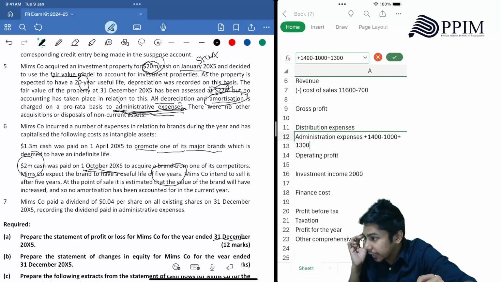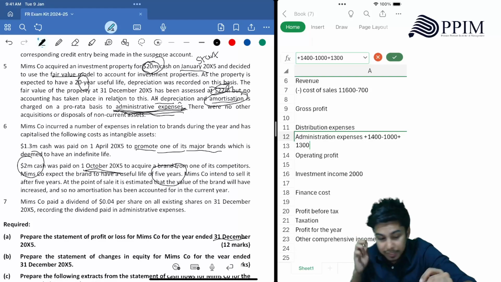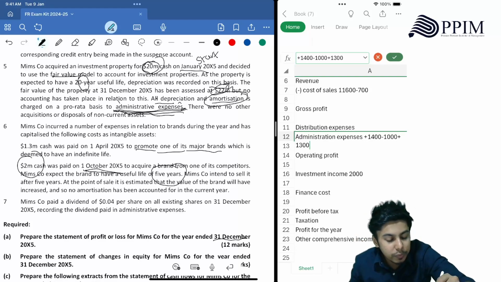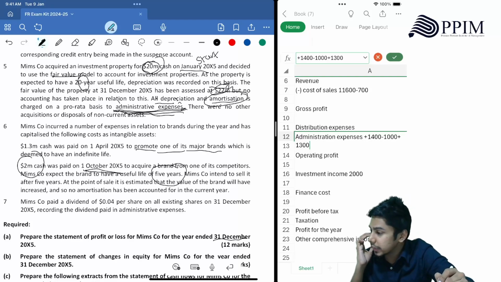Now this one. That is because they are telling us that anything related to intangible asset, depreciation and amortization is charged to administration expenses. That's why we are marking it over there. That is IAS 38.